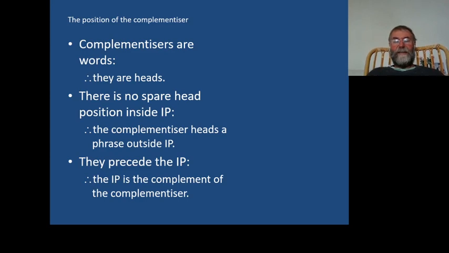So the IP sits in the complement position inside a CP. Therefore, we have this structure for the clause. Note, the complementizer is a head projecting up a phrase of its own. That head takes the IP as its complement, and inside the IP we have all the usual characters: the subject, the inflection, and the verb phrase.